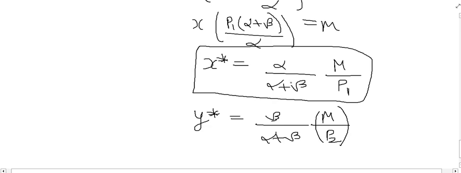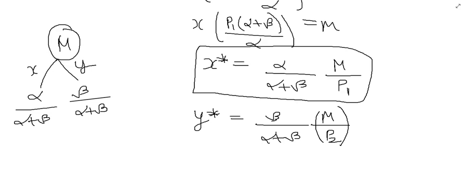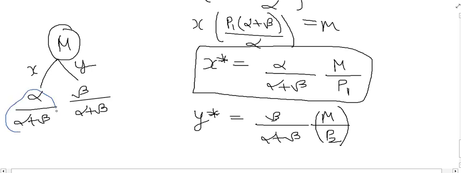Alright, now what are these alpha upon alpha plus beta and beta upon alpha plus beta? These are basically the expenditure ratios, or the ratio in which the money income of the consumer is divided between good x and good y. How much expenditure is made on x, how much on y. On x, the fraction alpha upon alpha plus beta is spent, and on y, beta upon alpha plus beta is spent. So these formulas make it very easy to check your answers, whether you are getting the right answers or not. Okay, so do take care of that.